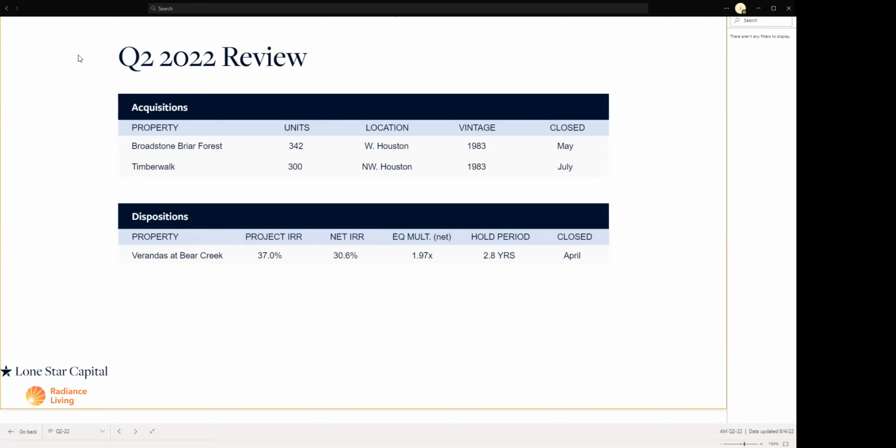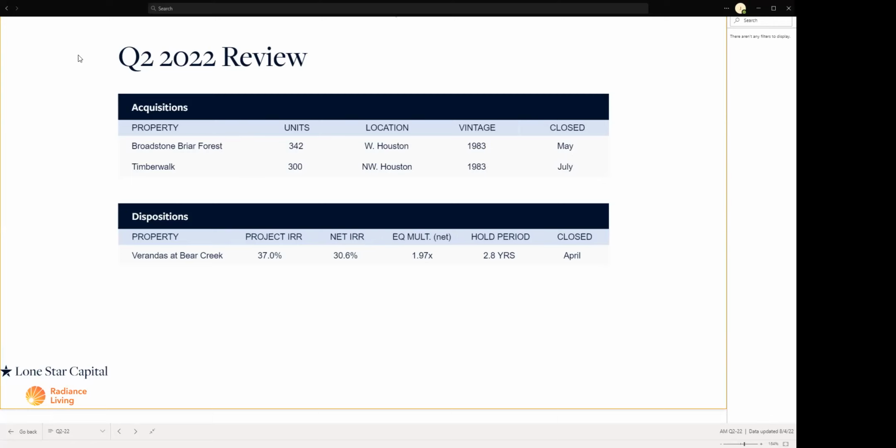Second is Timberwalk, and this actually closed recently. It was Q3, July 13th, supposed to be in Q2, but was slightly delayed for some, I guess you could say, lender-related due diligence. Nothing serious, but it just took a little bit longer than we expected, but we worked with the seller, pushed through, worked with the lender, and were able to close it successfully. So super excited about that as well. 300 units, that's in Northwest Houston. And so these properties are somewhat close to each other.